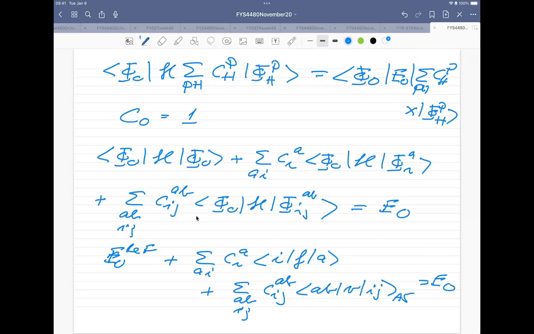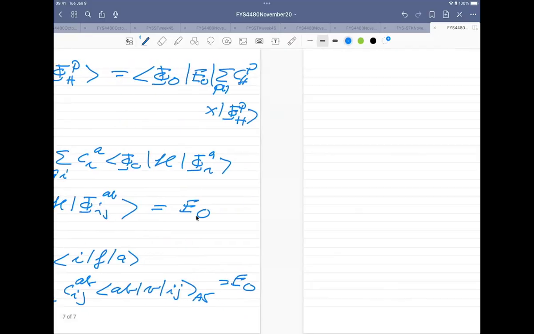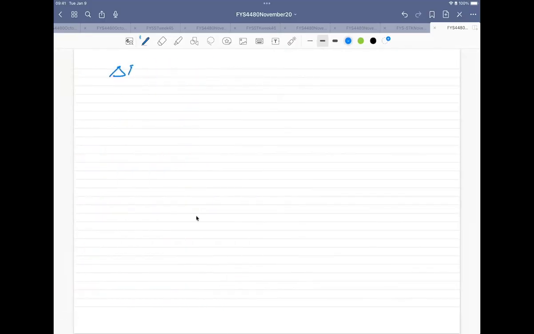Now, if we did a Hartree-Fock calculation, then this integral here is exactly equal to 0. So if we are using a Hartree-Fock basis, then the only term which survives is this one. So if I now shuffle this to the other side, what I'm going to get is actually delta E0, which is now E0 minus E0 ref.